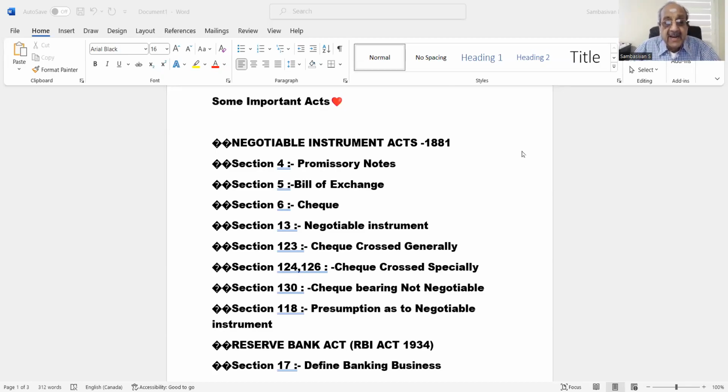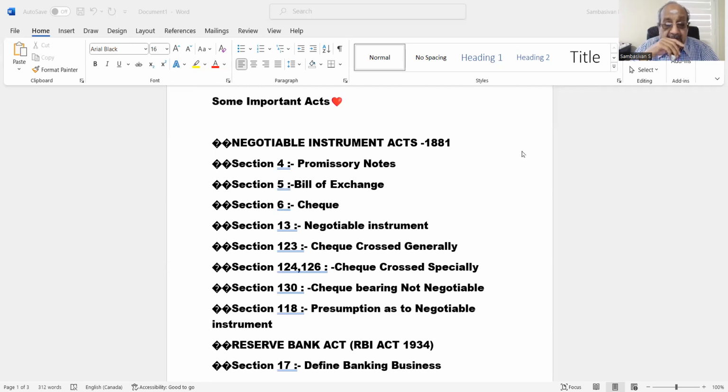Good morning, candidates. I came across a post which tells about some of the important acts. This will be useful for SBI PO, IBPS PO, IBPS RRB PO, then New India Assurance administrative officers, United India administrative officers, and also for specialist officers.